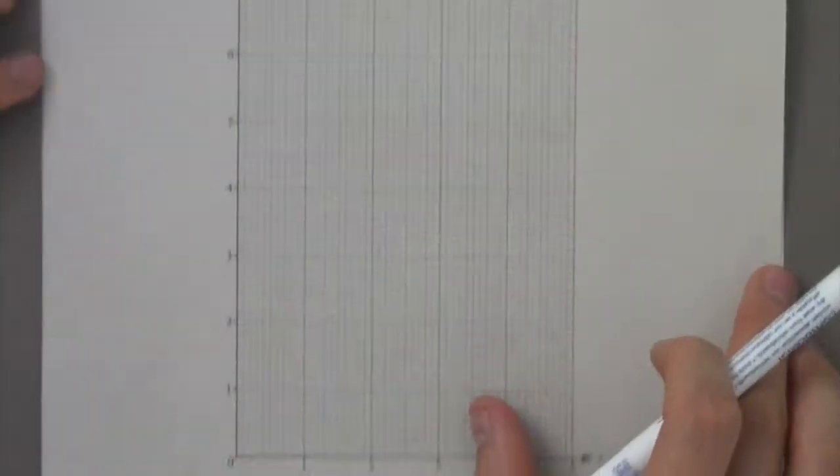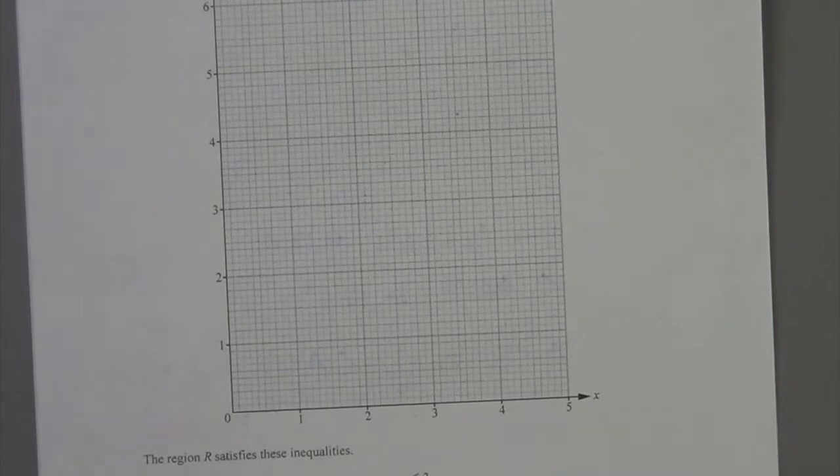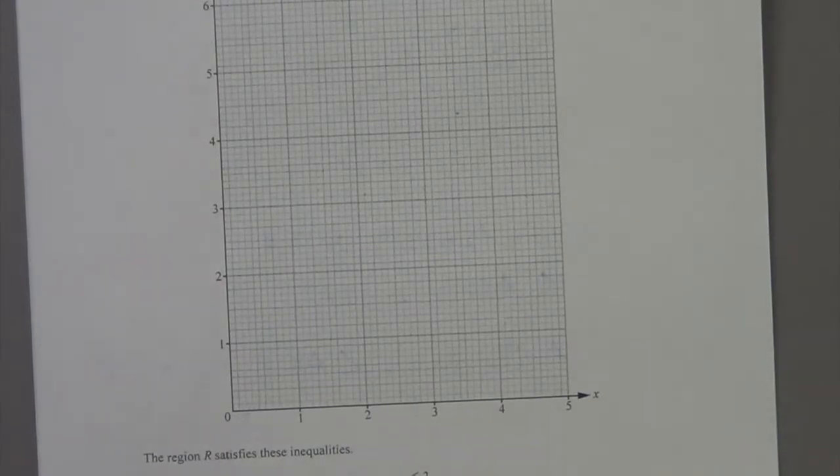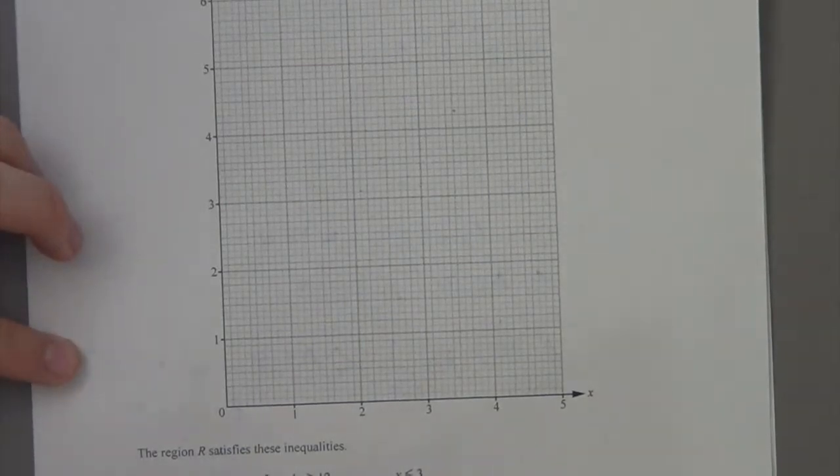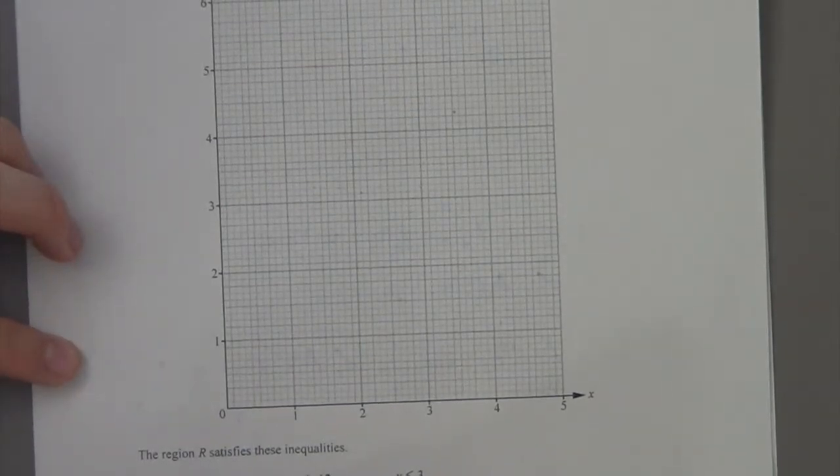Right, last question. Region R satisfies these inequalities. On the grid, draw and label the region R that satisfies these inequalities. Shade the unwanted regions. Okay, first things first, I need to draw these 3 lines. I'm going to start off with this middle one first, okay?